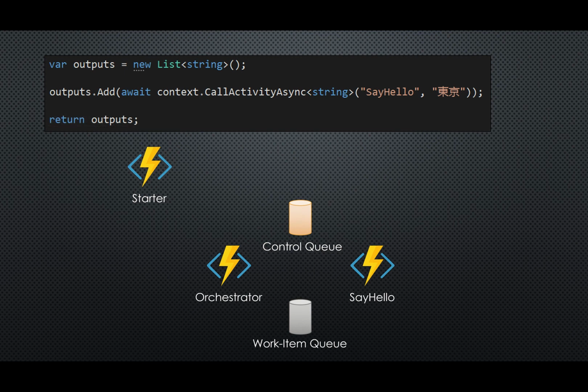This is the behavior of durable functions, the history table, and the queue.